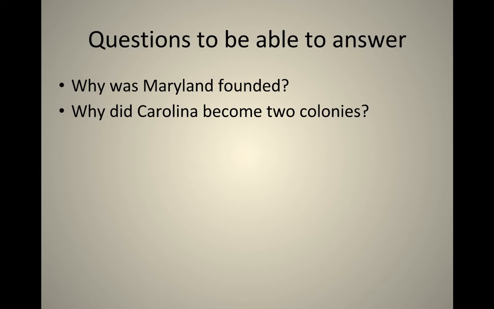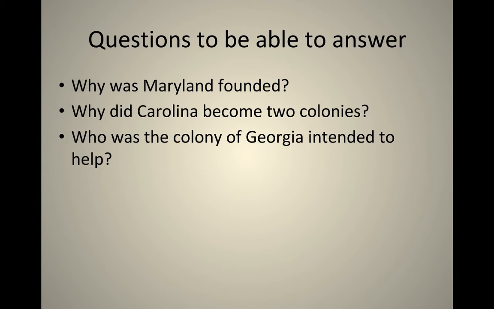Next, why did Carolina become two colonies? So you know of North and South Carolina, two separate colonies, but there was a reason why there's a North and a South Carolina. There was once just Carolina as a whole territory by itself, but then it split up into two separate colonies of North and South. You have to tell me why that is.